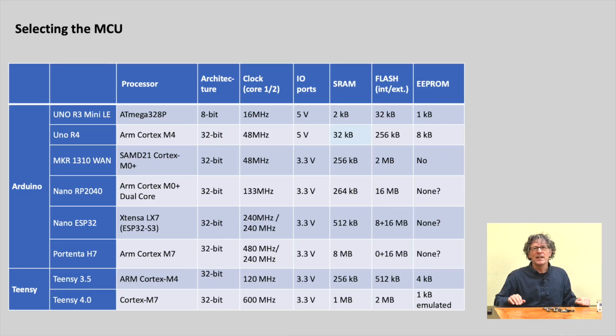So 8 of them, and these are the specifications for all 8. So we see the processor, the architecture, and a couple of things. And the one that I want to draw your attention to is the amount of memory they got on board. And especially the amount of SRAM memory. And that varies quite a bit between 2 kilobytes and 8 megabytes, depending on the thing that you select. Now, why is that an important aspect here?